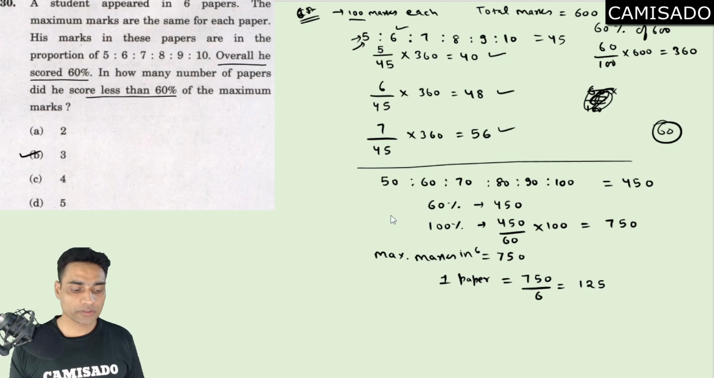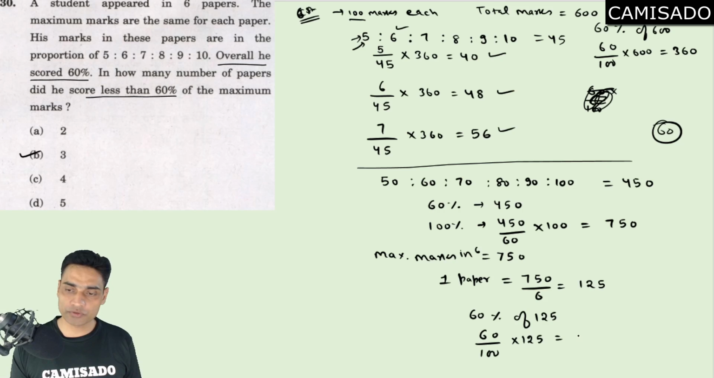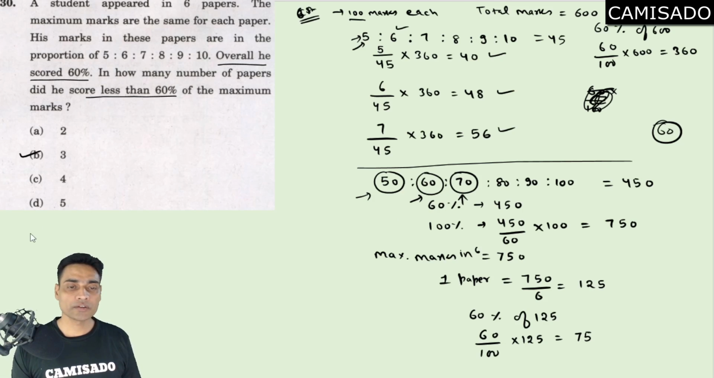So you can see here 60% of 125, because we have to find out the subjects in which he is getting less than 60%. So we are calculating 60% of 125. 60 upon 100 into 125 is equal to 75. So as you can see here, this is less than 75, this is less than 75, this is less than 75. Again, 3 subjects are there in which the student has scored less than 75 marks. Now again, B is the correct option.